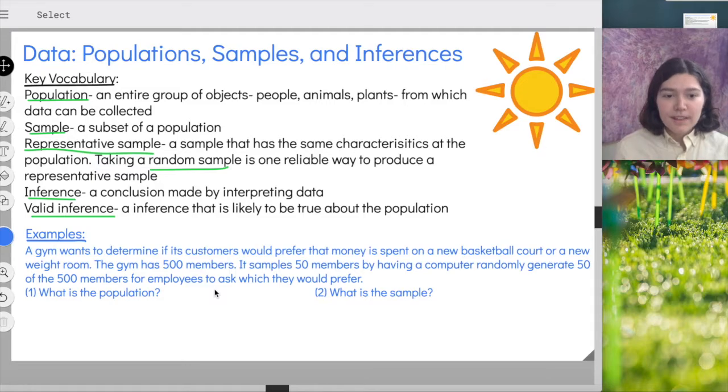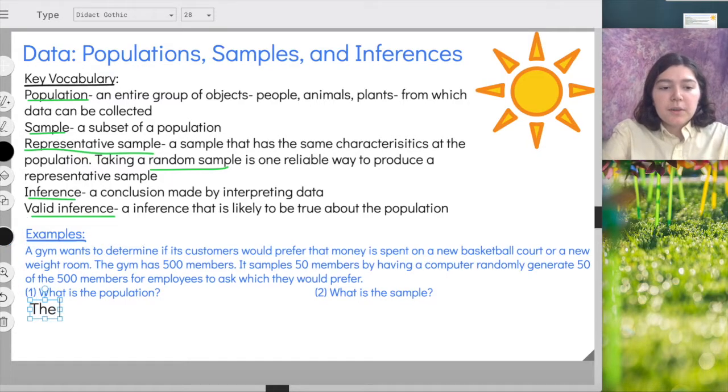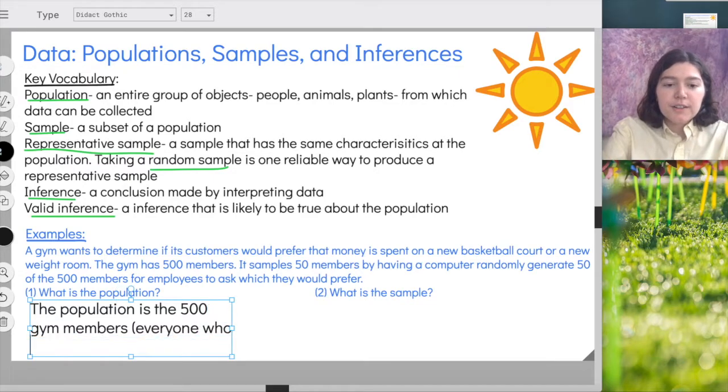Yeah, there are 500 members. The gym has 500 members. So there is a population in this situation of 500 members. It's the entire group of people from which data can be collected. So we are only talking about in this gym what would members prefer, so that's all 500 members. Alright, so that's going to be my answer here. Okay, the population is the 500 gym members, aka everyone who belongs to the gym.